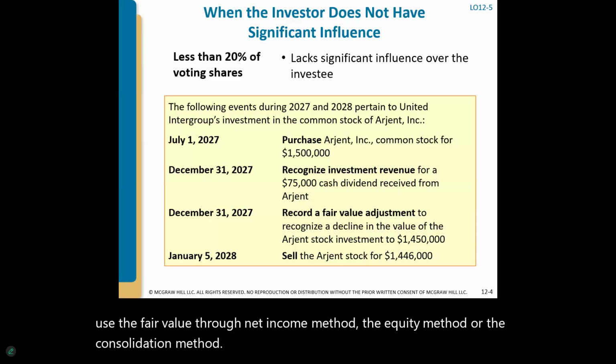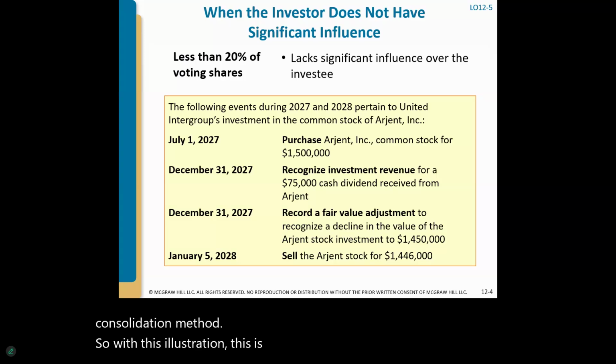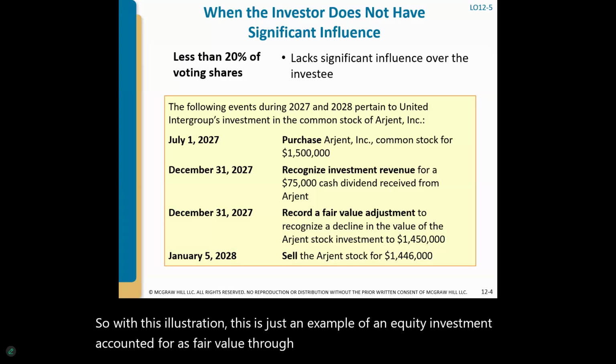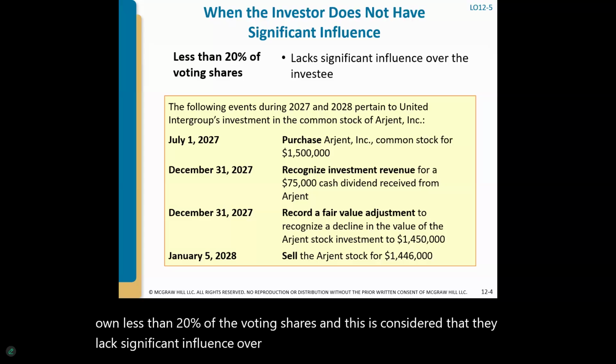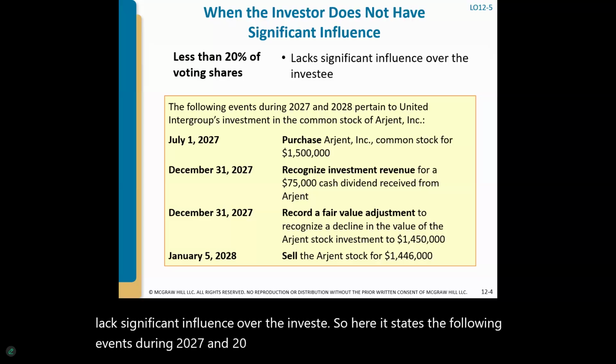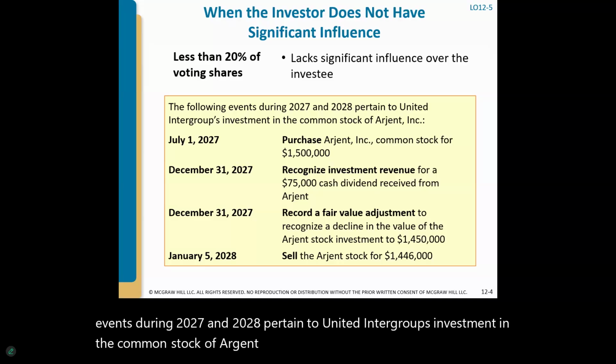So with this illustration, this is just an example of an equity investment accounted for as fair value through net income. So again, this is when they own less than 20% of the voting shares, and this is considered that they lack significant influence over the investee. So here it states the following events during 2027 and 2028 pertain to United Intergroup's investment in the common stock of Argent Inc. So here's a story.